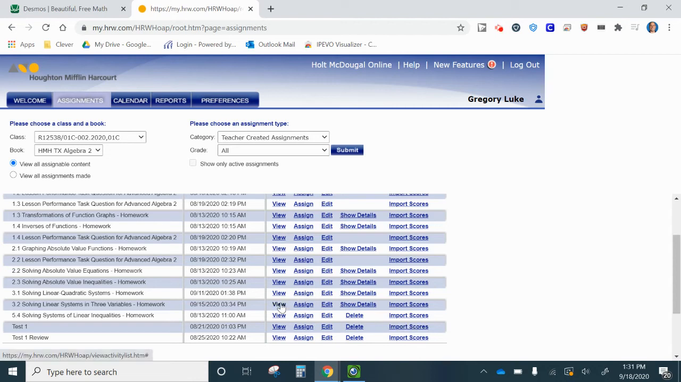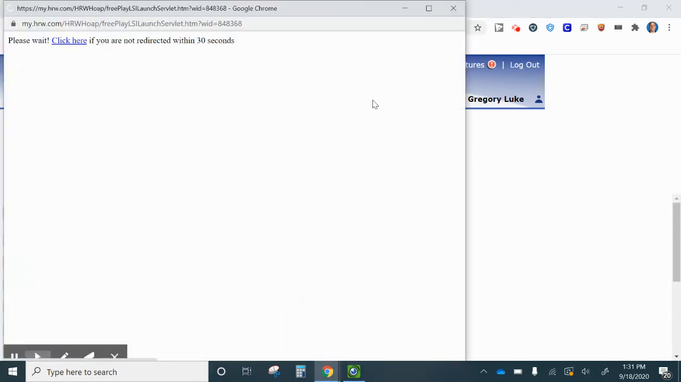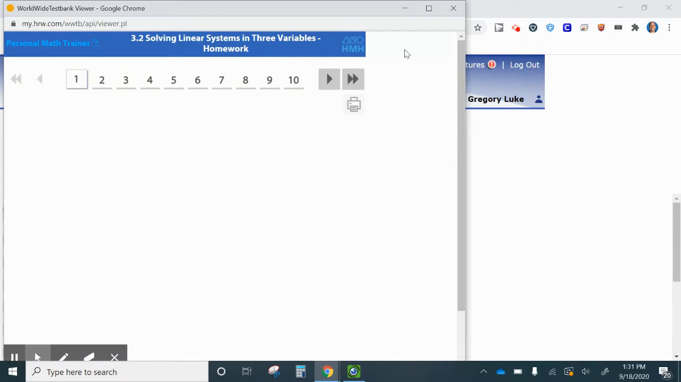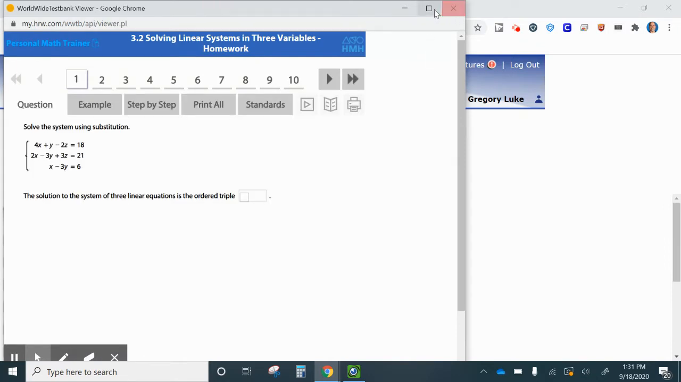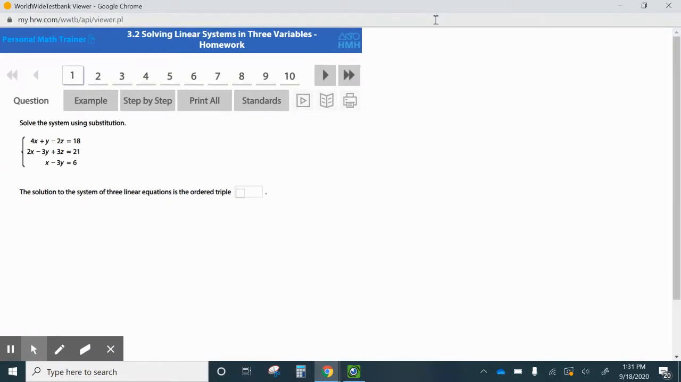Okay, Wildcats. Today we're looking at the 3.2 Solving Linear Systems in 3 Variables assignment tutorial. Now, I'm going to do something a little different in that I'm going to actually use paper and write down the questions on paper and work them out on paper.